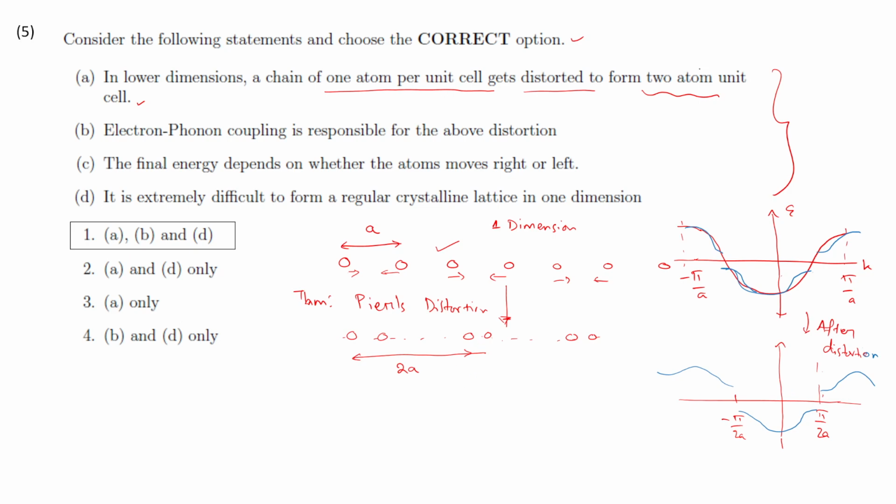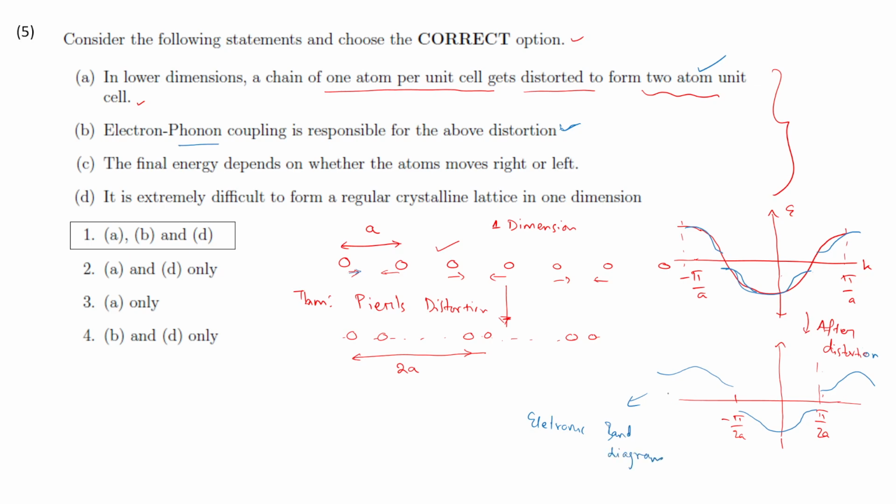So this statement is true. The electron-phonon coupling is responsible for the above dispersion. What is a phonon? A phonon is a quantum of the vibration of this lattice. So when the lattice points vibrate, they can come together and go further apart. It is the electron-phonon coupling which is responsible for this, so this statement is true. This is the electronic band diagram.